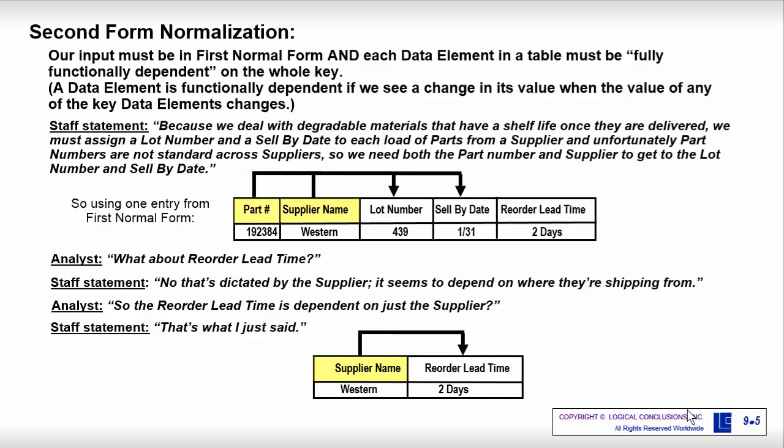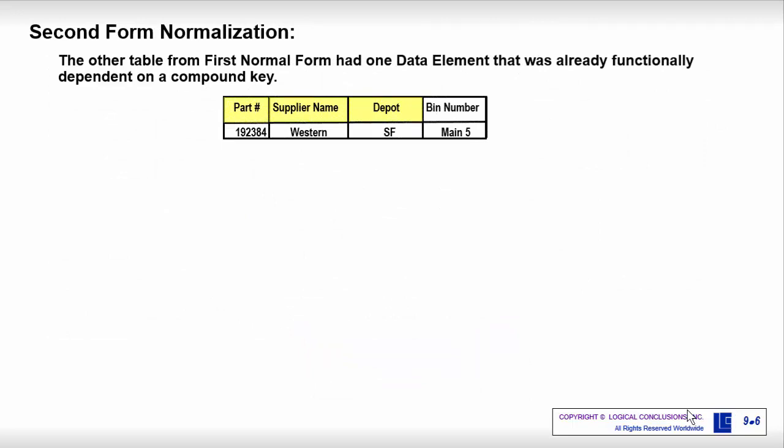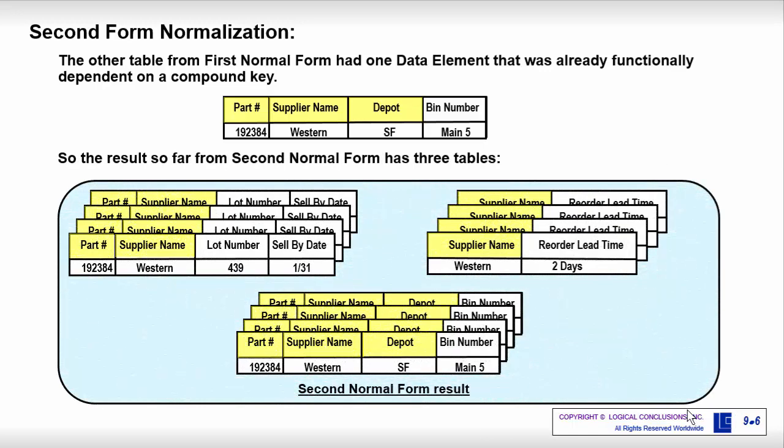This brings up the subject of what's known as an update anomaly. We can see that if at some point we remove the last location record in the old file for a part from a particular supplier, say we were temporarily out of stock on that item, then we would lose the reorder lead time for that supplier. By separating out this small table of suppliers and their associated reorder lead times, we don't lose that data element's content. The other table from first normal form had one data element that was already functionally dependent on a compound key. So the result so far from second normal form has three tables.